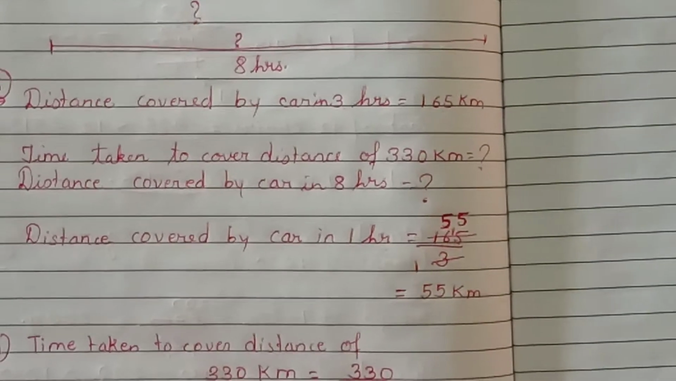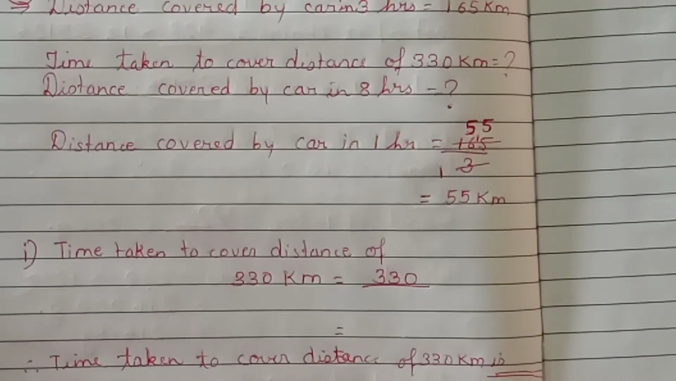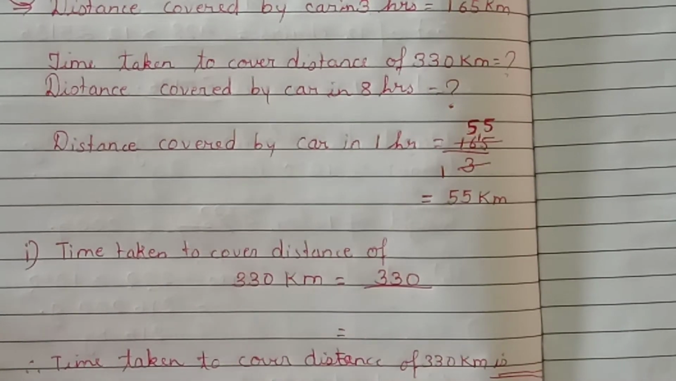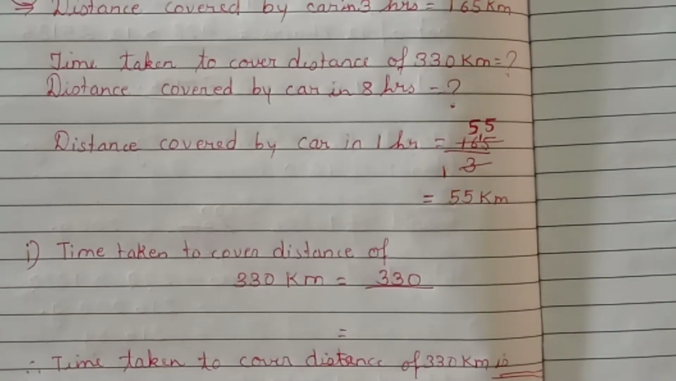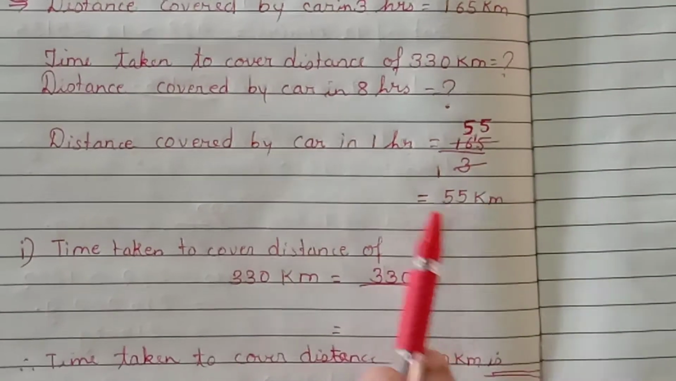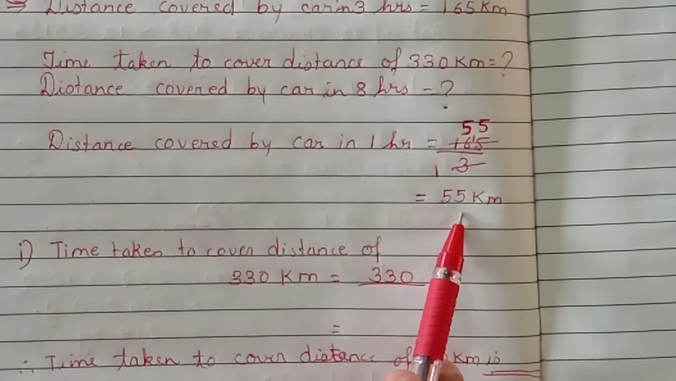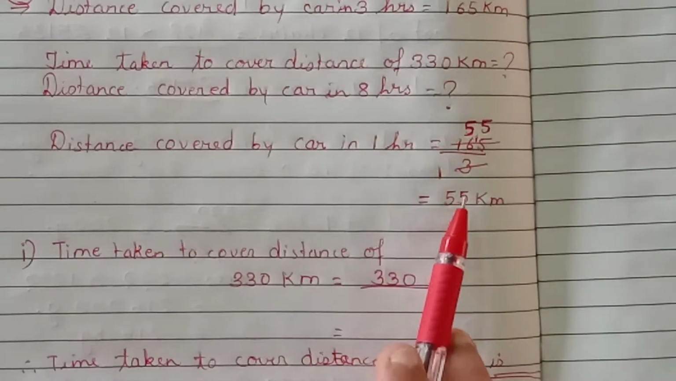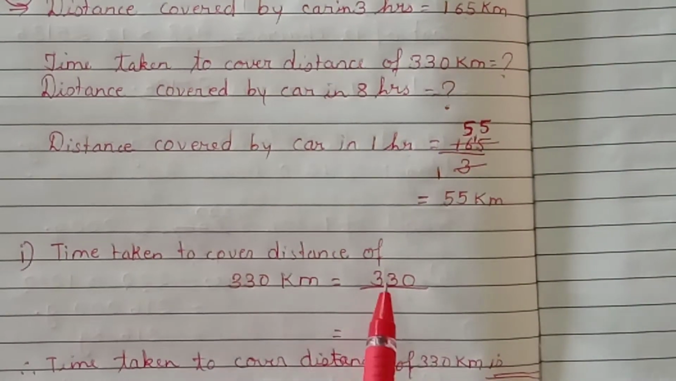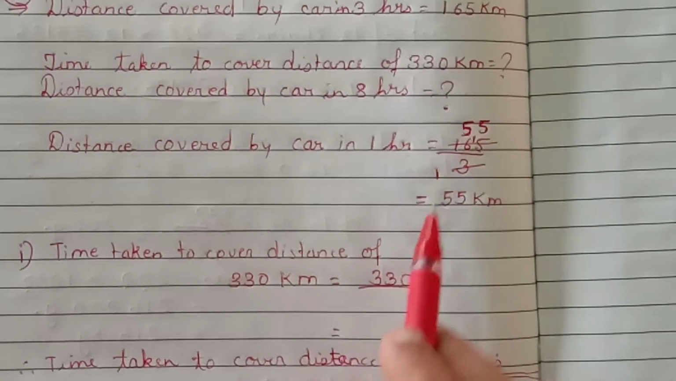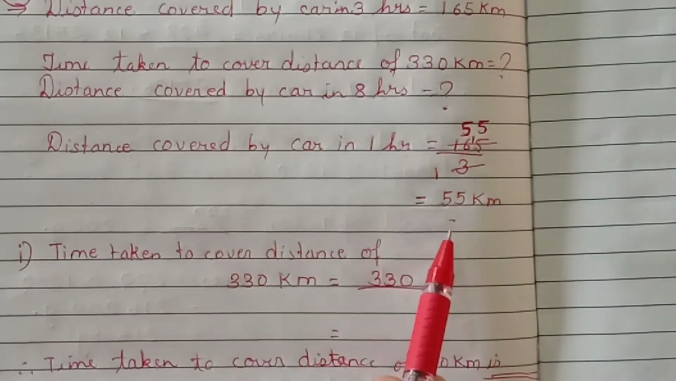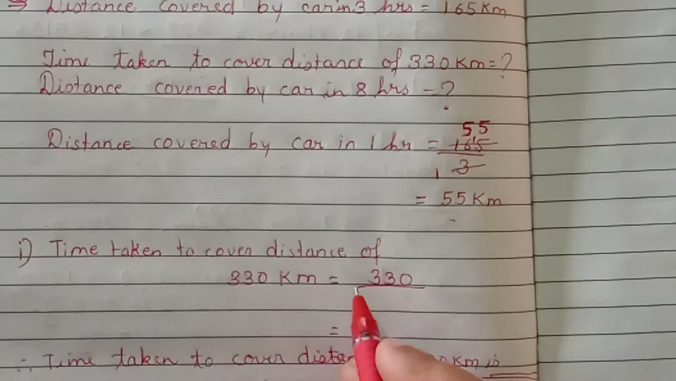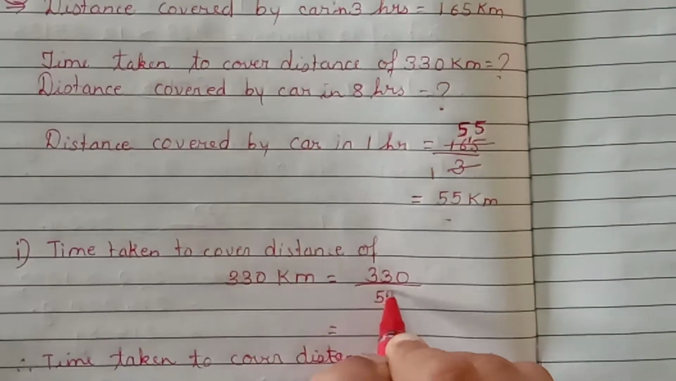Okay, now first we will solve our first to find out, that is time taken to cover a distance of 330 kilometers. Time we have to find out. Yes, see, 1 hour, 55 kilometers, did you understand? So we will divide this by this one. So 330 we will divide by 55. See, this is the total distance, and in 1 hour how much distance are we covering? 55. So this 1 hour's distance we will take as the denominator, that is 330 divided by 55.